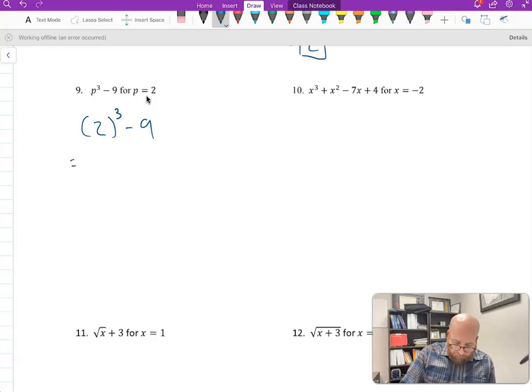So 2 to the third. Recall that 2 to the third is 2 times 2 times 2, which is 4 times 2, which is 8. So we have 8 minus 9, and 8 minus 9 is a negative 1.